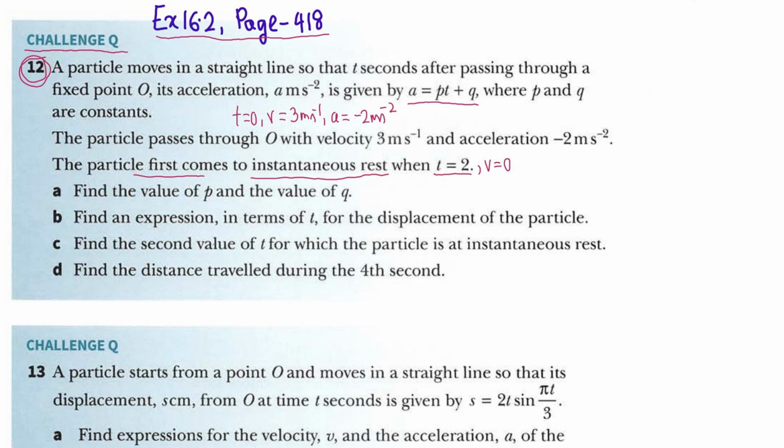Let me start the equation and show how to solve it. We are doing the first part. First we put into the main expression t = 0 and acceleration = -2. So a is given as -2, and the value of t is 0. Let me put in the value of t: p times 0 plus q. So we already have the value of q by putting in only the acceleration: q = -2. This is one answer of the first question.